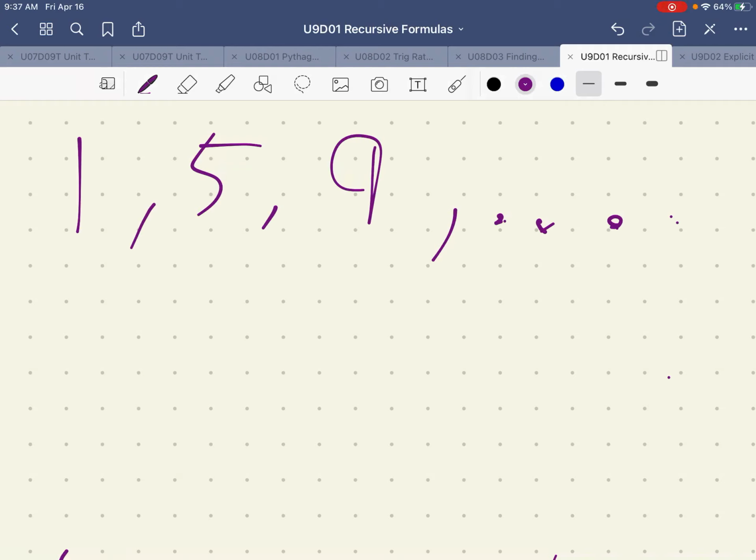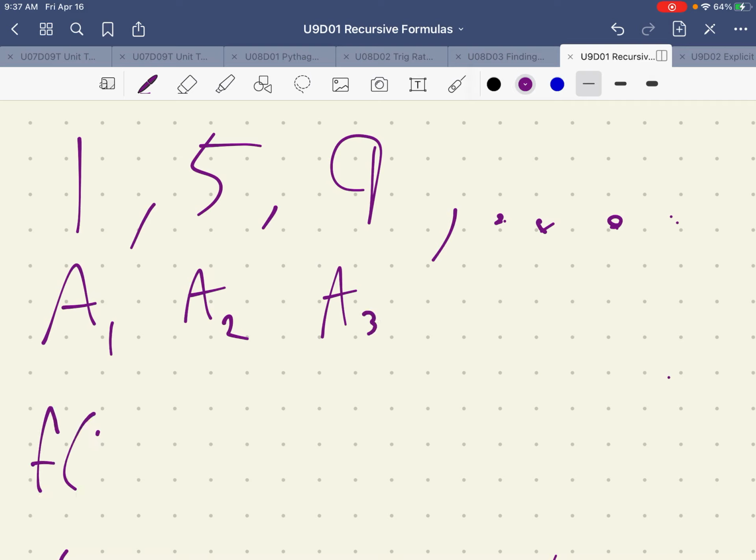Hello class, today we're going to be talking about sequences. Now, a sequence is just a list of numbers that follow some sort of pattern. I'm sure you can find a pattern to get from one number to the next in this list of terms. Each number on this list is called a term, and we can refer to them as A1 and A2, meaning term 1 and term 2, and term 3, and so on.